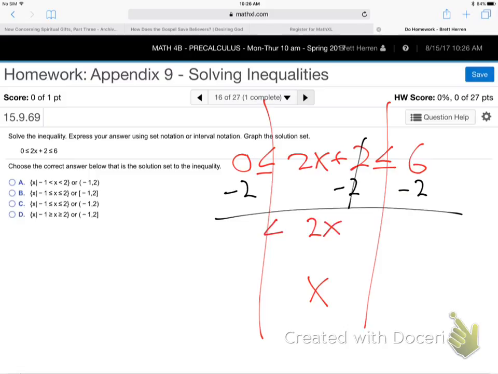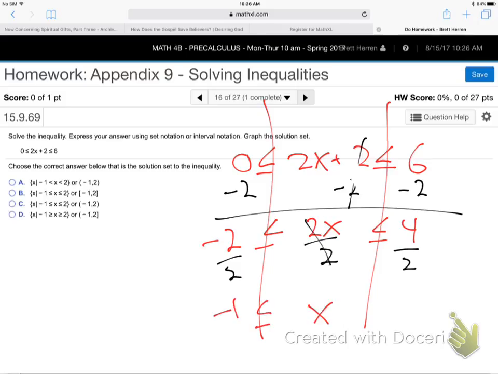And we have 2x. Good so far. Last step to get x alone: divide by 2. And you divide all 3 by 2. And so was it -1 and 2? There we go. Is that good to there? And so the answer is, what is it? Is this one B? Yeah. Questions on that one?